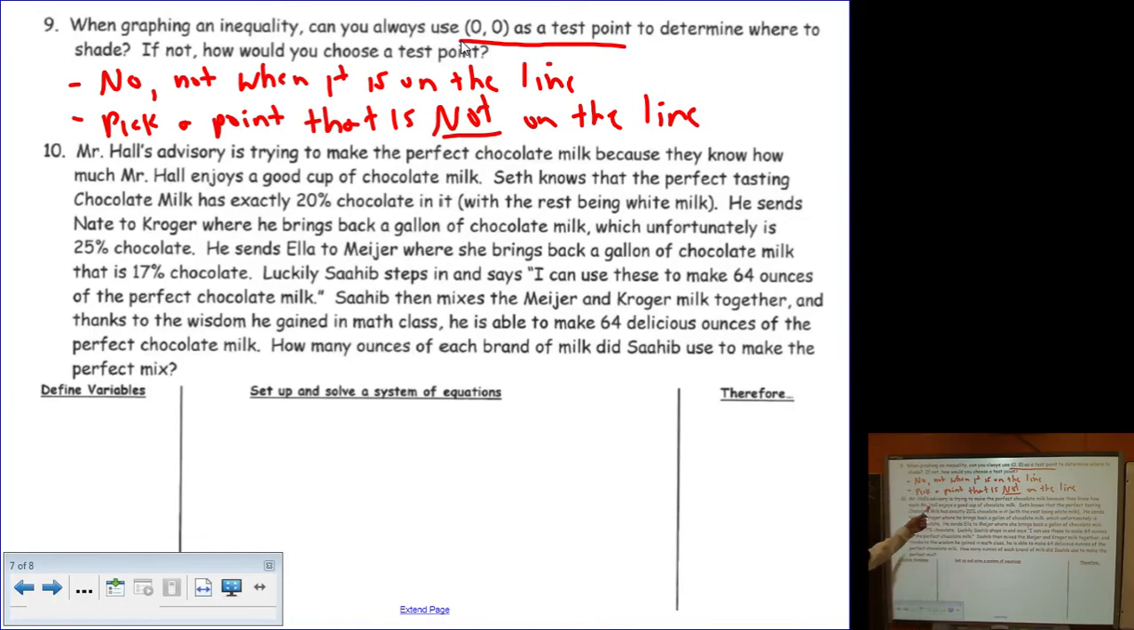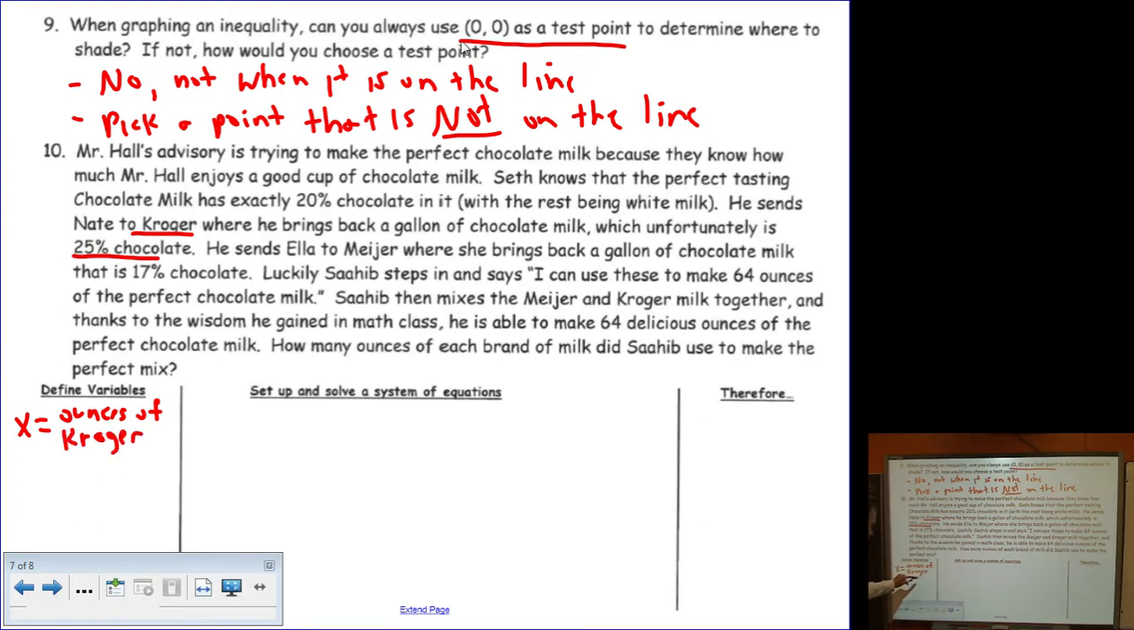All right, that brings me to my story problem here. So if you've read the problem, the question is, how much of each milk should I use? So I'm going to let x be the ounces of, which one's the first one? Is it Kroger or Meyer? Kroger. So the Kroger milk, which is 25% chocolate.